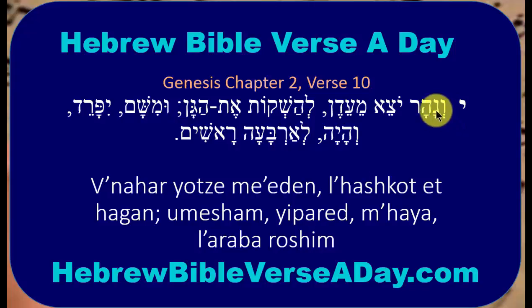So we've got v, and then we've got a nun, like an n. We've got a he, like an h, and then we've got a resh, which is a reversed r, so it's an r sound. So we've got v, na, ha, r, v'nahar, and the river. Yotze. So we've got a yud, it's got a dot on the top left of it. If any letter pretty much has a dot on the top left of it, then it's an o sound. Can't see an example here, but you have to trust me on that one.